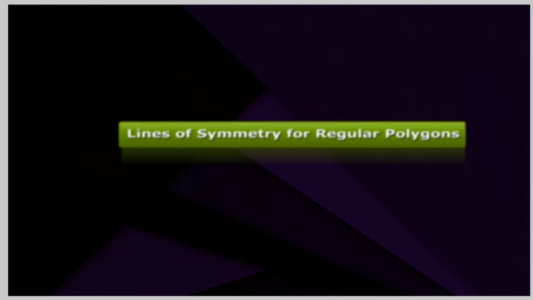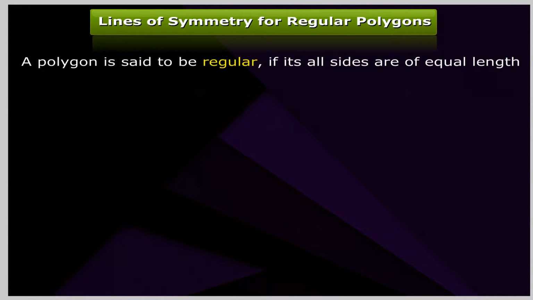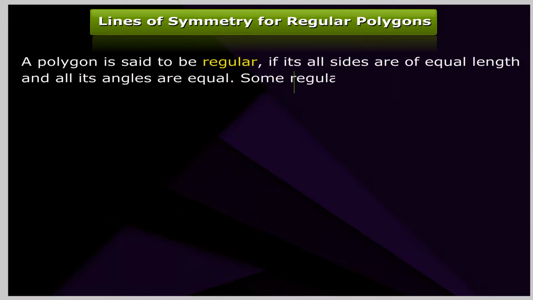Symmetry. A polygon is said to be regular if all its sides are of equal length and all its angles are equal. Some regular polygons are given below.